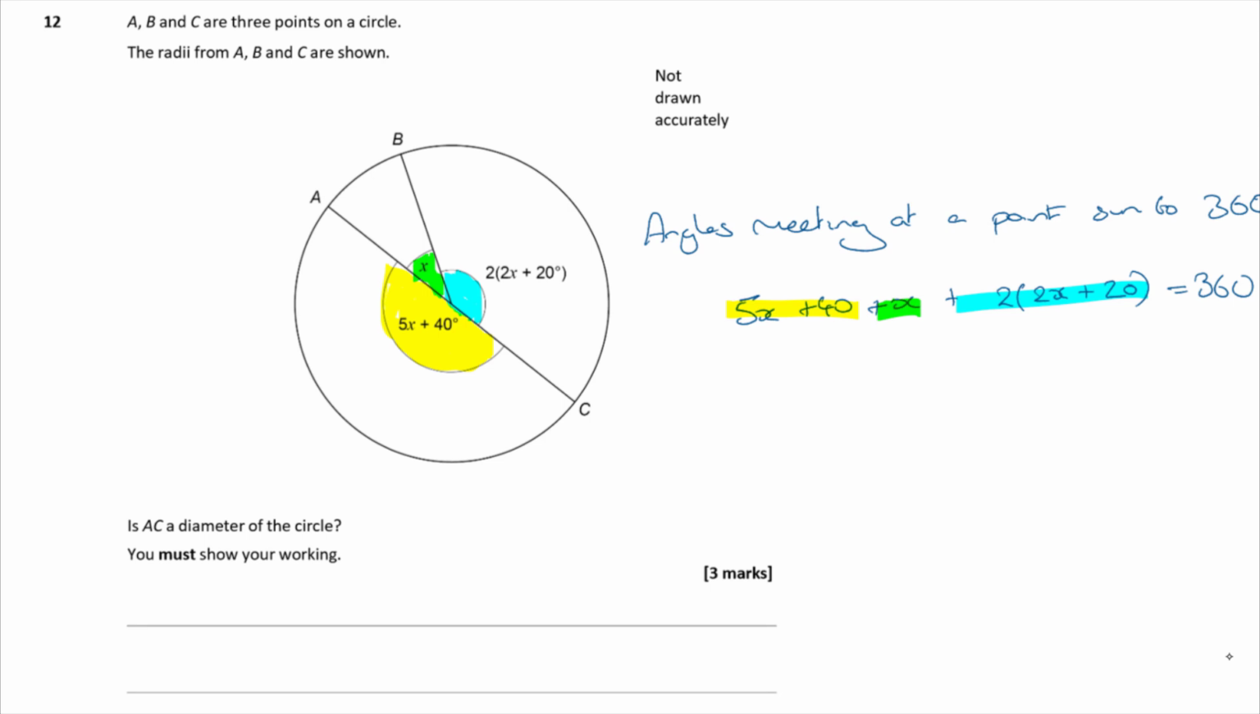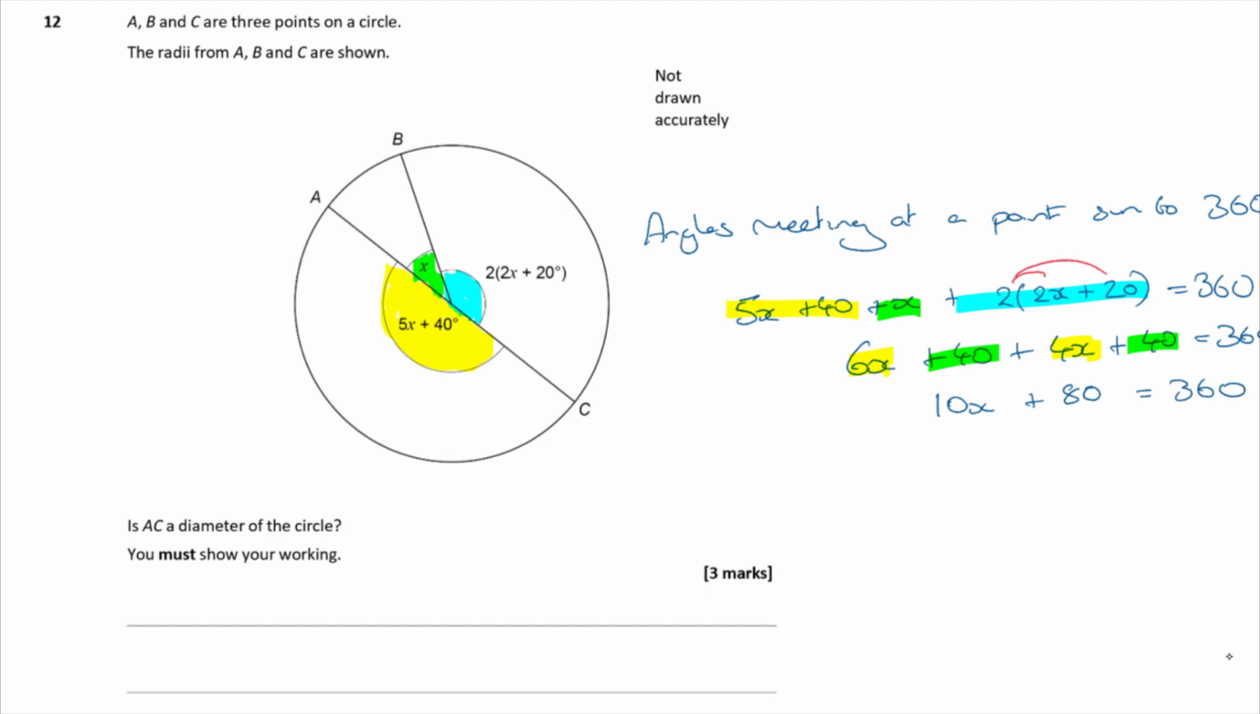Before I do that, I'm going to have to multiply out this bracket here, aren't I? Okay, so I might collect the 5x and the x together. So that's 6x plus 40 plus, I've got 2 lots of 2x, which is 4x, and I've got 2 lots of 20, which is 40. So that's equal to 360. And then I've got my 6x and the 4x, and I've got 40 and 40. So adding those together, that gives me 10x plus 80 equals 360.